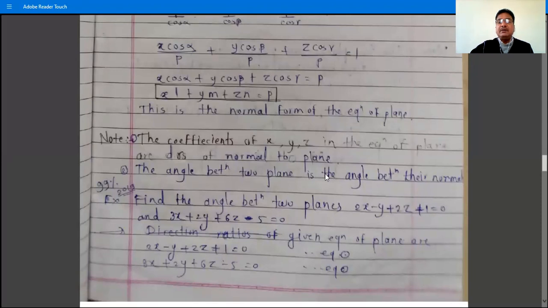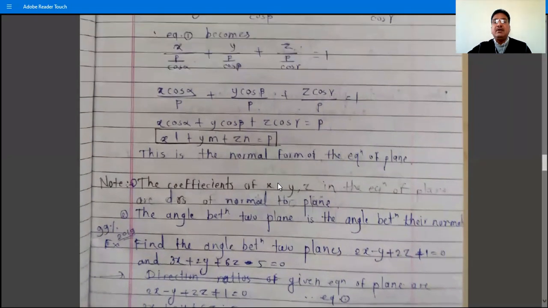And the angle between two planes is the angle between their normals. A very simple statement. How can you find the angle between two planes? In order to find the angle between two planes, we will find the angle between their normals. That is, find the two normals, and the angle between those two normals is the angle between the two planes. So we have to find the angle between two lines.